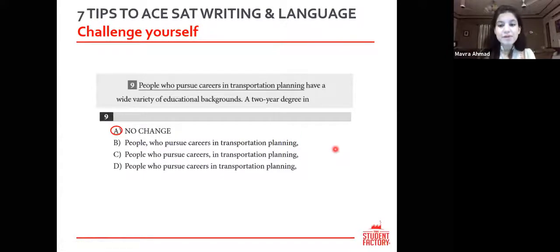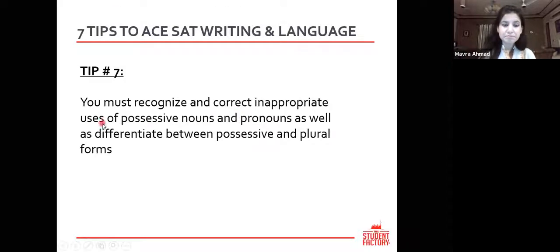And we should be able to differentiate between restrictive and non-restrictive sentence elements so that we do not put or eliminate unnecessary commas in the sentence or any other punctuation marks that are required within the sentence. Last tip, and an important one, of course, you must recognize and correct inappropriate uses of possessive nouns and pronouns, as well as differentiate between possessive and plural forms. It's also very important कि हमें difference पता हो possessive nouns और pronouns का, और हम उनका inappropriate, incorrect use जो है उसको ठीक कर सकें और उनको differentiate कर सकें between possessive and plural forms.